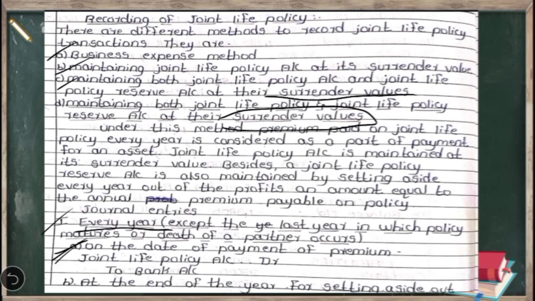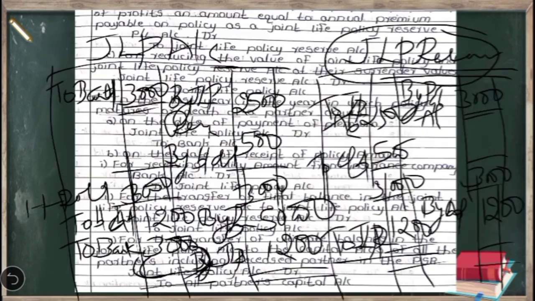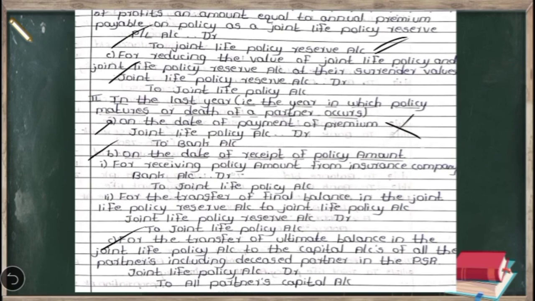Okay, so on the date of payment of premium we pass the first entry, that is joint life policy account debit to bank account. Then the other two entries have to be passed at the end of every year except the last year. In that, the second entry will be for making the appropriation of profit. The entry is profit and loss account debit to joint life policy reserve account. Then the third entry will be for reducing the joint life policy account as well as joint life policy reserve account to their surrender values.